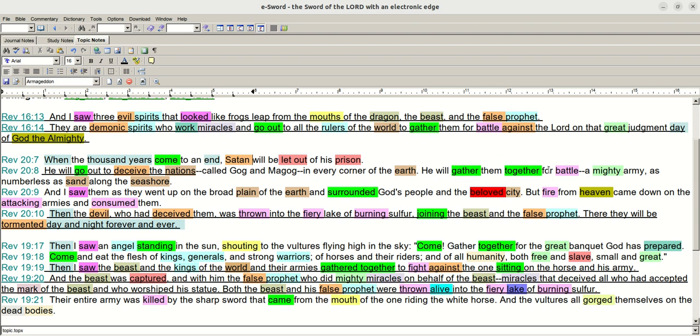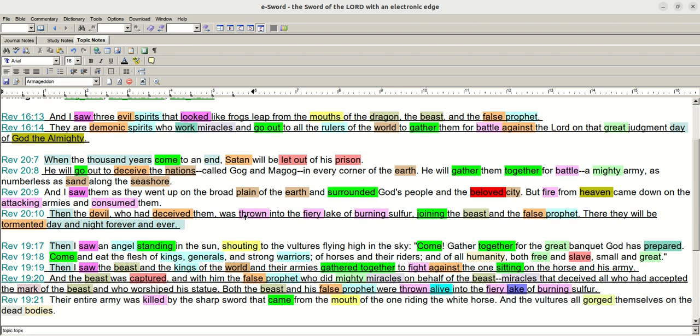He will gather them together for battle, a mighty army as numerous as sand along the seashore. And I saw them as they went up in a broad plain and surrounded God's people and the beloved city, but fire from heaven came down on the attacking armies and consumed them. Now, the first time they gathered at what? Armageddon. Everybody understands that. The second one, they surrounded the beloved city. And if we look back at Revelation 20, it explains the beloved city is the new city of Jerusalem that comes down out of heaven after that 1,000 years, and then Satan's let loose.